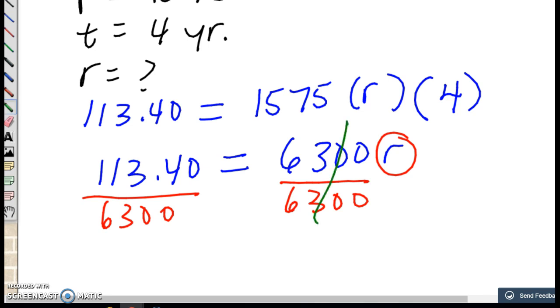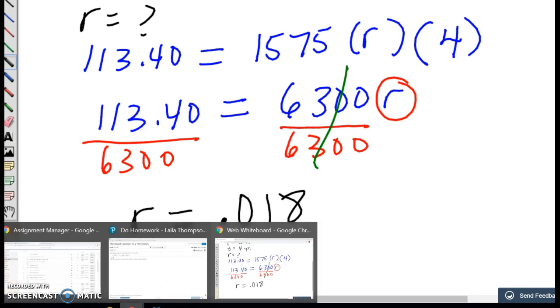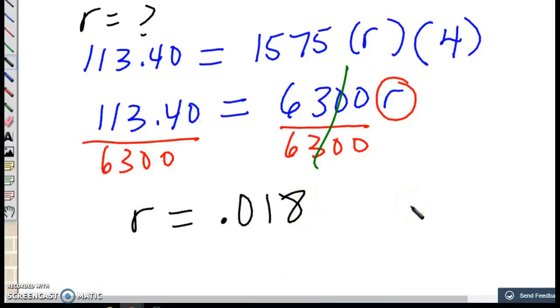And we find that the interest rate is 0.018. And they want us to write the interest rate as a percentage, I do believe. Let's go back to the other screen to see if we need to change the decimal to a percent. And we do. So to change this decimal to a percent, we are going to multiply by 100 or move the decimal place 2 spaces to the right. So this would be 1.8%.